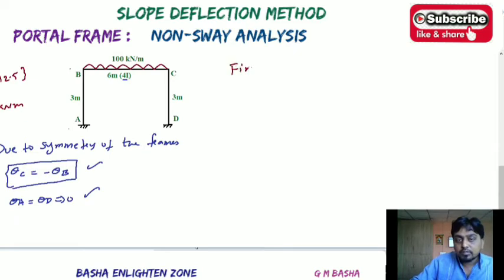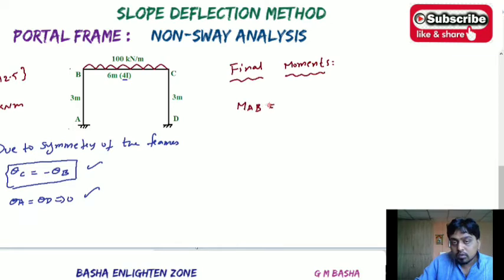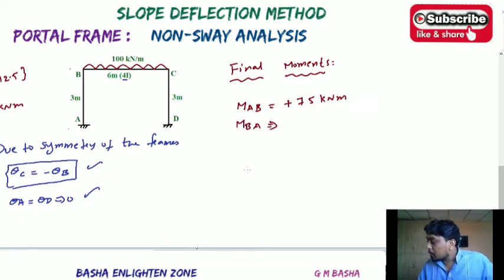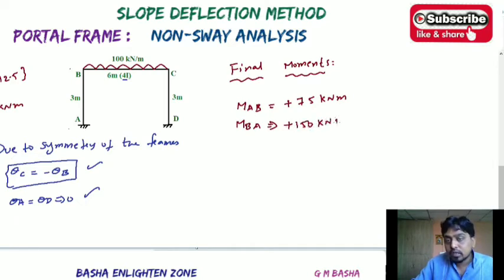Therefore, the final moments I am writing here. The final moments: MAB will be equal to plus 75 kilonewton meter, MBA will be equal to plus 150 kilonewton meter, and MBC will be equal to minus 150 kilonewton meter.